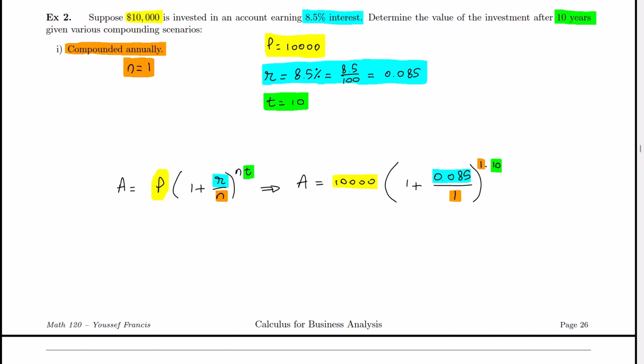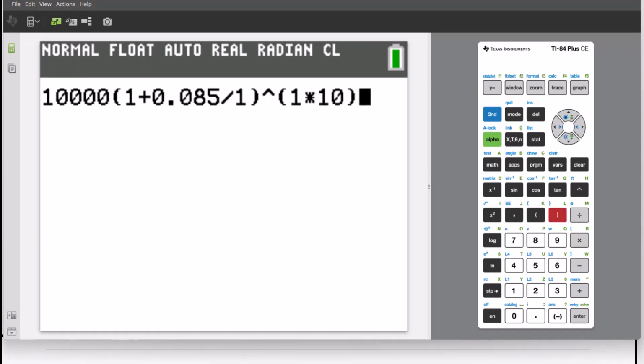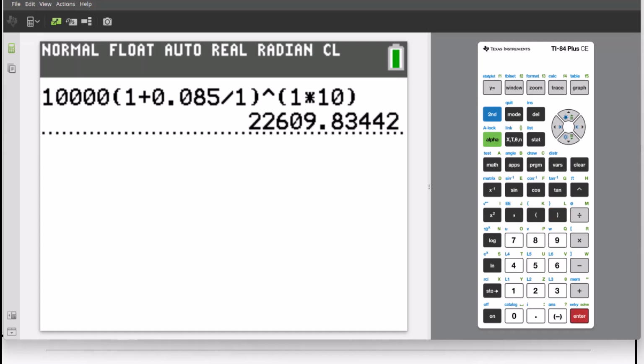So let's find out what is my amount going to be in 10 years. So going back to the calculator screen, I'm going to basically type in 10,000. So let's make sure we add 4 zeros times 1 plus the rate of interest. The rate of interest is 0.085. It's divided by 1. I really don't need to put the 1 here, but I'm going to put it just for completeness sake. Now close the parentheses, and we will need to raise it to the power of 1 times 10. Now again, I know what 1 times 10 is, but just to make it clear, here's how we type it in with all the parentheses and everything else.